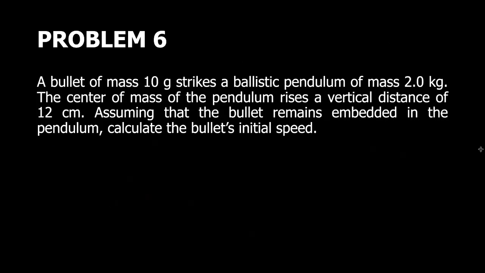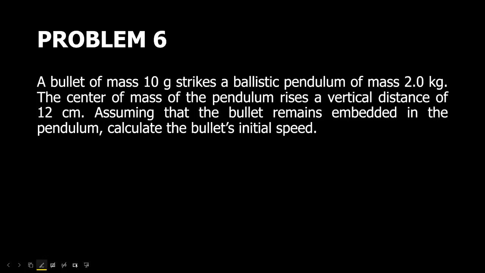For problem 6, a bullet of mass 10 grams strikes a ballistic pendulum of mass 2 kilograms. The center of mass of the pendulum rises a vertical distance of 12 centimeters. Assuming that the bullet remains embedded in the pendulum, calculate the bullet's initial speed.